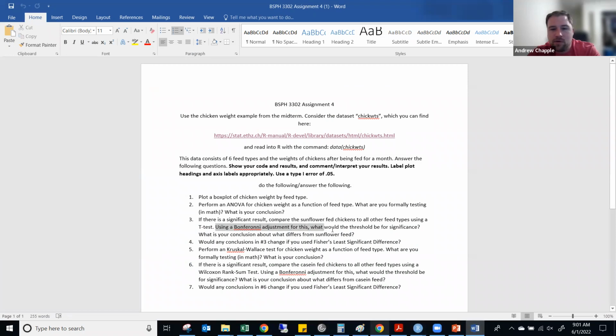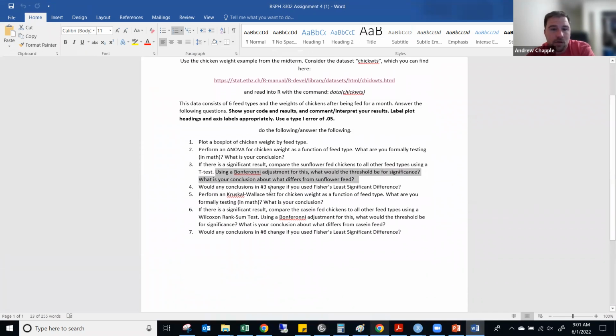Using a Bonferroni correction, what would be the threshold for significance? So here, right, alpha is 0.05. I have 5 comparisons, which means with the Bonferroni correction, I'm going to check all the p-values against 0.01. Would any conclusions in number 3 change if you use a Fisher's least significant difference, which is a type 1 error of 0.05 instead of 0.01?